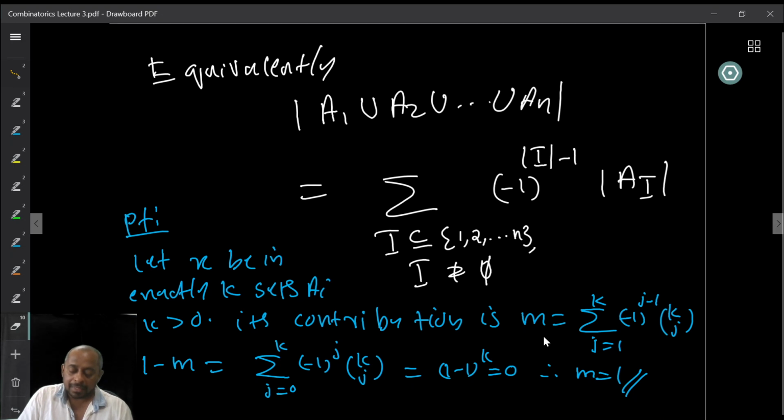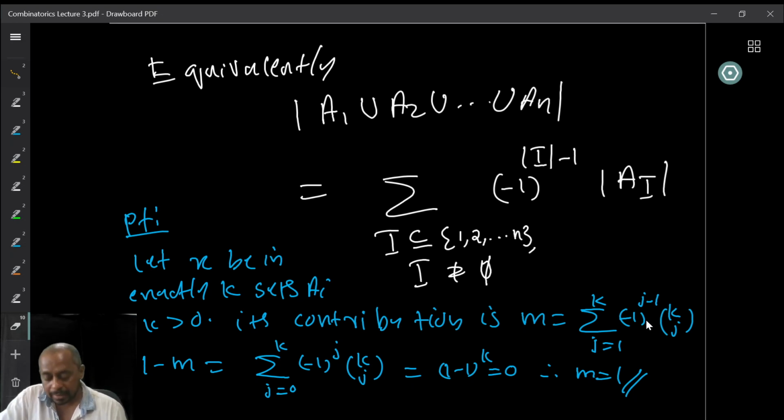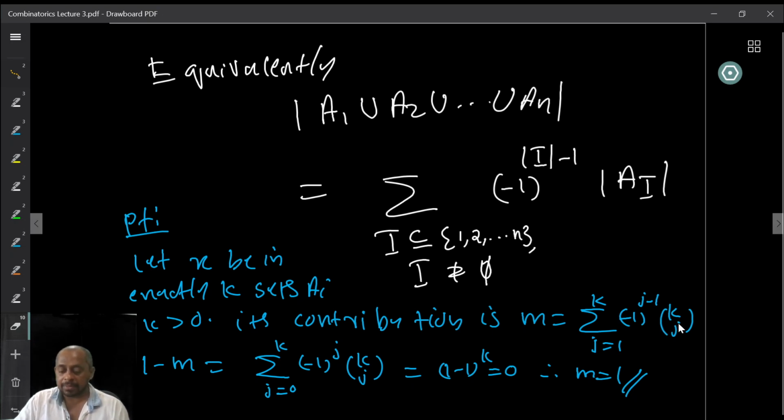Now what you do, you multiply both sides by minus 1 and add 1. Okay, so I'll get 1 minus m on the left side, and on the right side I will have a plus 1. That plus 1 can be written as minus 1 raised to, let's say, 0, right? So therefore I can now make the index from 0, and of course, because I multiplied by minus 1, minus 1 raised to j minus 1 becomes minus 1 raised to j. So I take the summation again, j equal to 0 to k, of minus 1 raised to j, k choose j, which is (1 minus 1) raised to k, which is again 0, therefore m must be equal to 1.